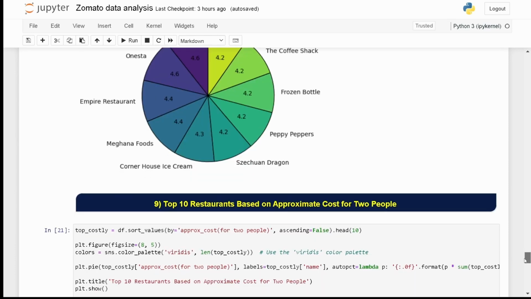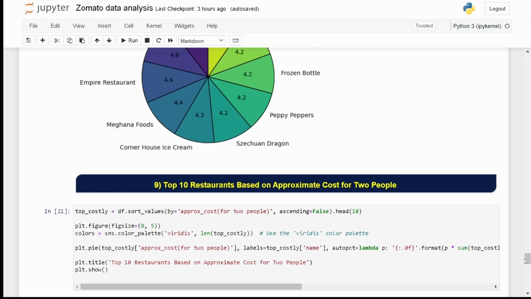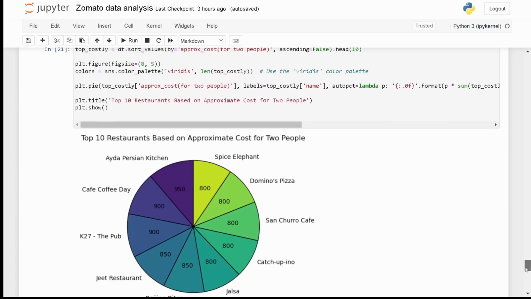Our ninth question: top 10 restaurants based on approximate cost for two people. We can see that clearly in this graph. Persian Kitchen restaurant's approximate cost for two people is 950 rupees, and Cafe Coffee Day restaurant has 900 rupees for two people. And K27 the Pub restaurant has 900 rupees for the cost of two people. Jeet restaurant has more than 800 rupees for the approximate cost for two people. You can clearly see this in this graph.